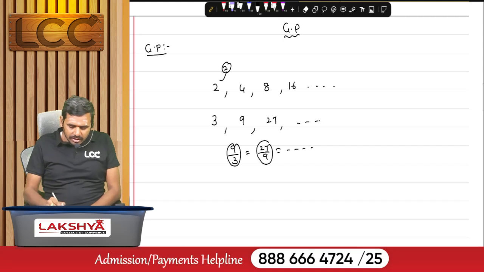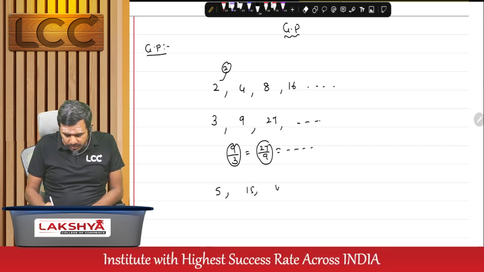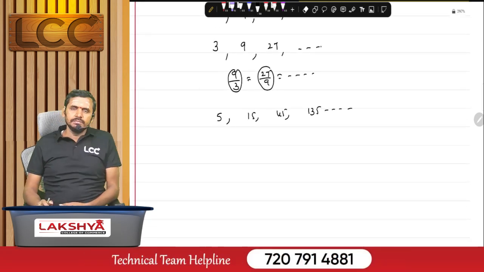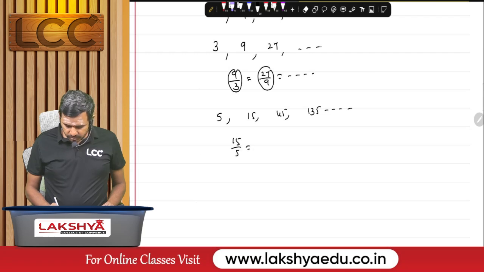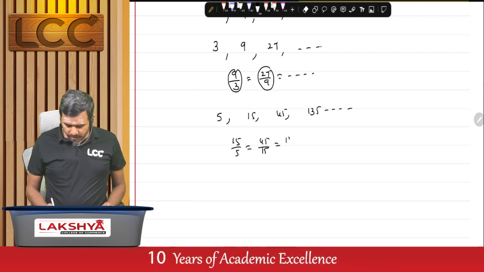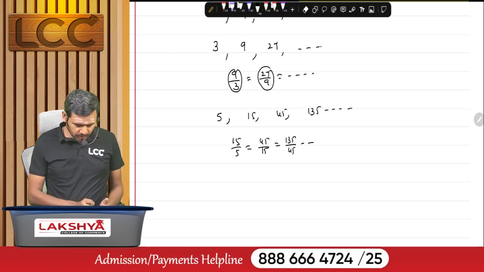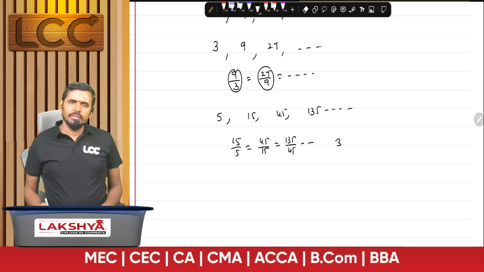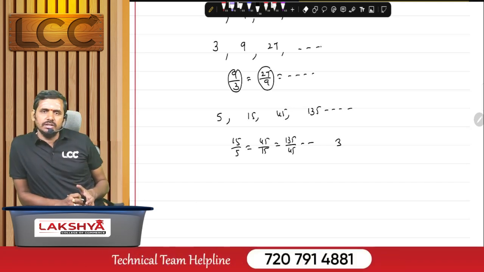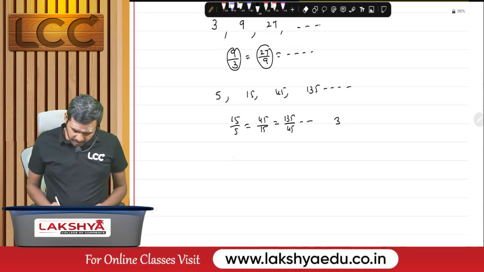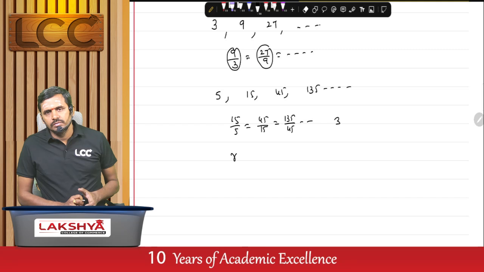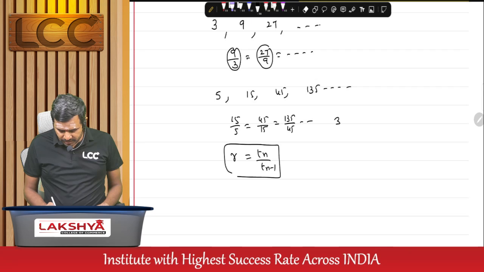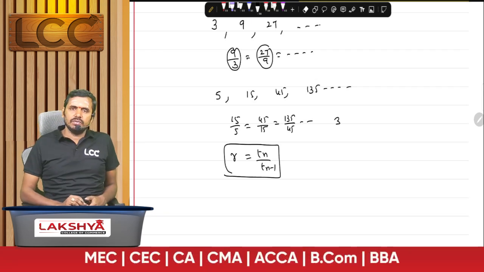Let us take one more example. Suppose 5, 15, 45, 135, and so on like this. A progression is given like this. That is 15 by 5 is same as 45 by 15 is same as 135 by 45, and so on like this, which is equal to 3. If common ratio is same, hence we say that the progression is GP. Common ratio is generally denoted by R. That is given by the formula Tn by Tn minus 1. Tn stands for nth term, Tn minus 1 stands for (n minus 1)th term.